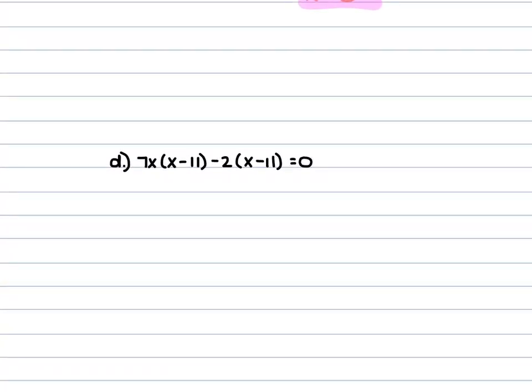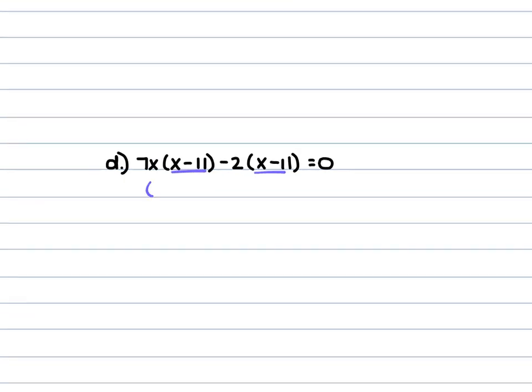For D, we have 7x times x minus 11 minus 2 times x minus 11 is equal to 0. Those x minus 11s are the same, so we're going to rewrite one of them. And then we're going to form another set with a 7x minus 2. Set each part equal to 0, so x minus 11 is equal to 0. 7x minus 2 is equal to 0, and then solve for x.